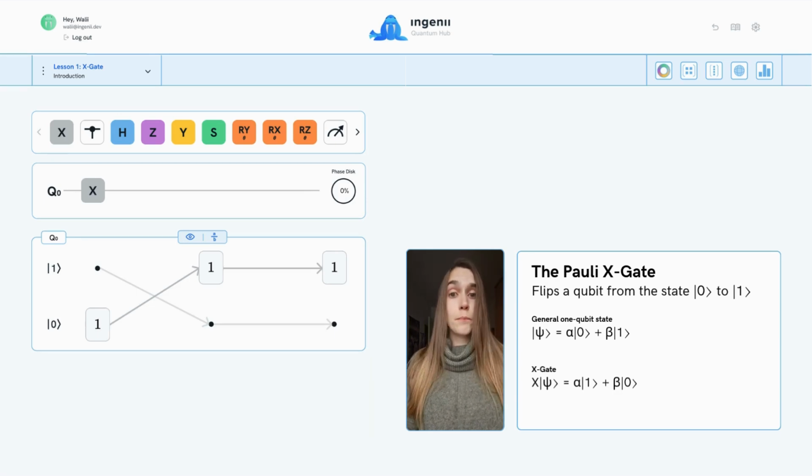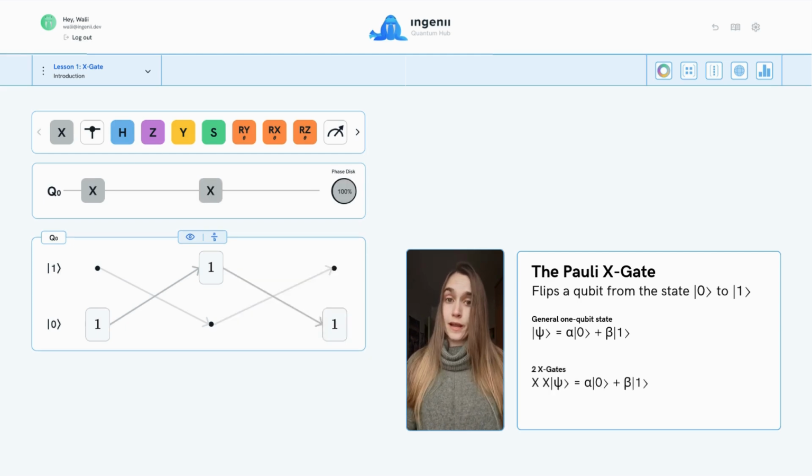Quantum gates can also be applied sequentially to create quantum circuits. If we apply the X-gate twice, we effectively flip the qubit twice, returning it to its original state.